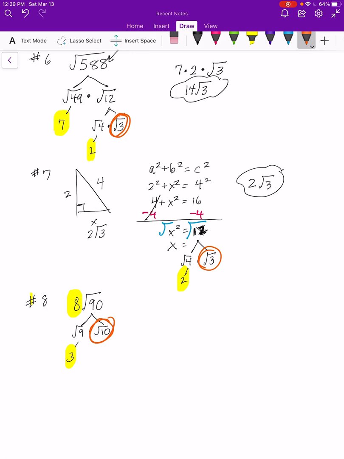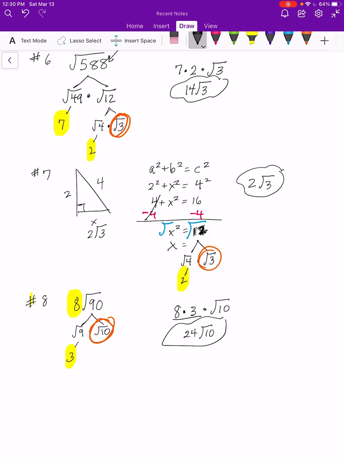So for this one, I have that 8 that I already highlighted times 3 times the square root of 10. 8 times 3 is 24. Square root of 10. So the exact value is 24, the square root of 10.